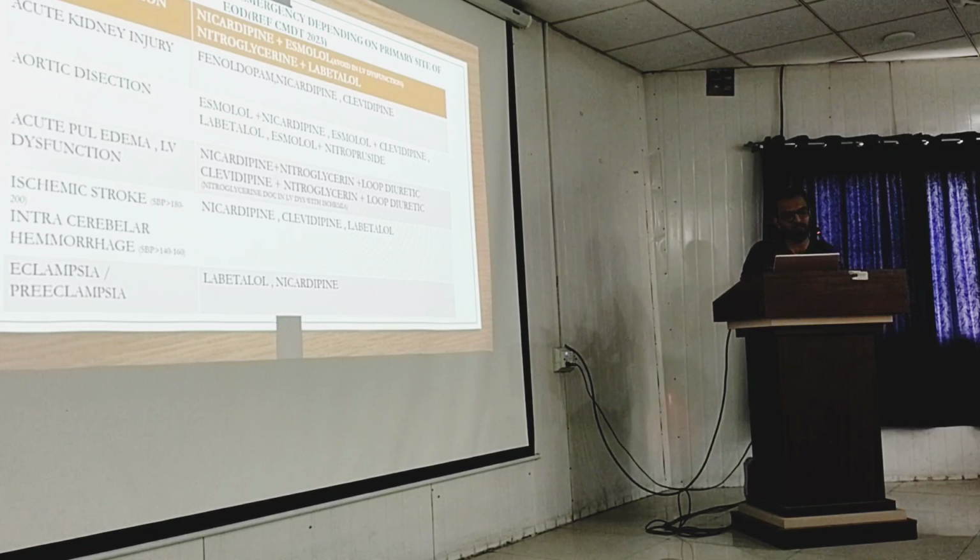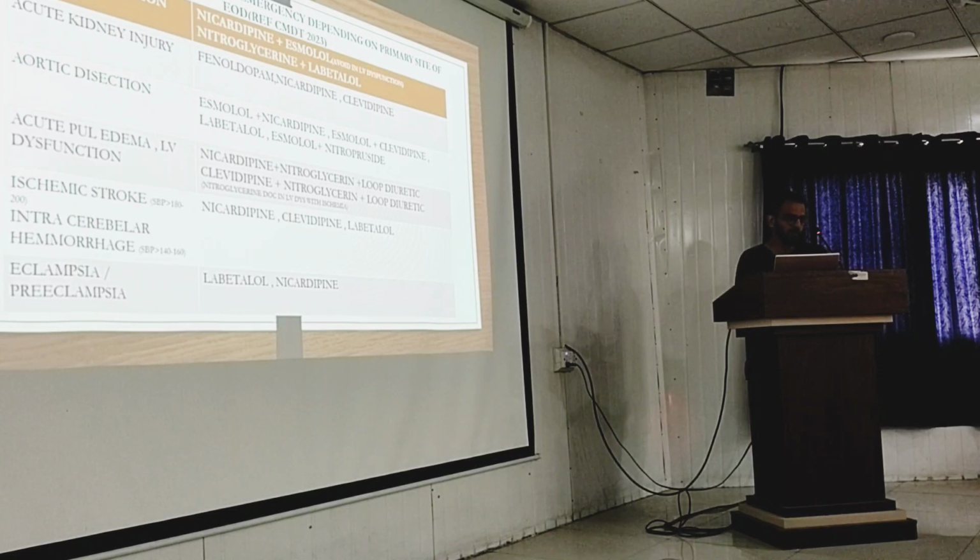If the patient presents with hypertensive emergency and end organ damage is confirmed or suspected to be myocardial infarction, then the treatment of choice will be nicardipine plus esmolol, which should be avoided in left ventricle dysfunction, or nitroglycerin plus labetalol. For acute kidney injury, fenoldopam, nicardipine or clevidipine. Aortic dissection: esmolol plus nicardipine, or esmolol plus clevidipine, or esmolol plus nitroprusside. For acute pulmonary edema or left ventricle dysfunction, nicardipine plus nitroglycerin plus loop diuretics, or clevidipine plus nitroglycerin plus loop diuretics. Nitroglycerin is the drug of choice in LV dysfunction with ischemia.